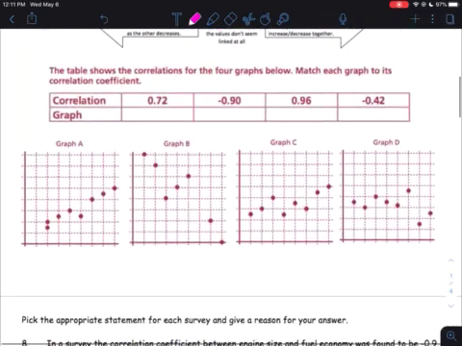So the next section, it says the table shows correlations for the 4 graphs below. Match each graph to its correlation coefficient. So we have 0.72, -0.9, 0.96, and -0.42. You have no way, without any tools, without any graphing calculator, something like that, to actually know what these correlations are right now. We are just going to use the process of elimination. We're going to make our best guess.